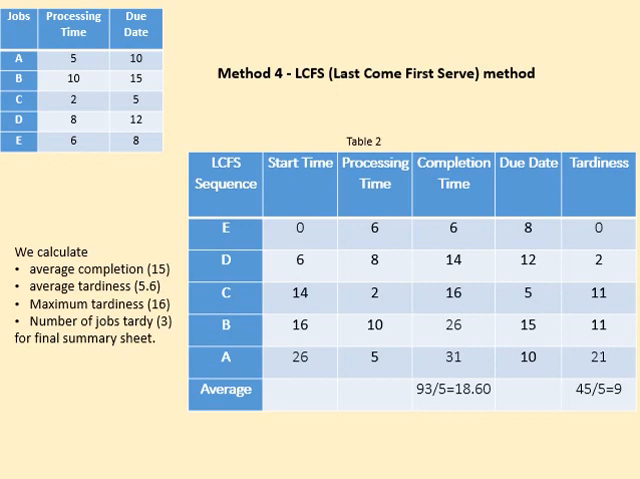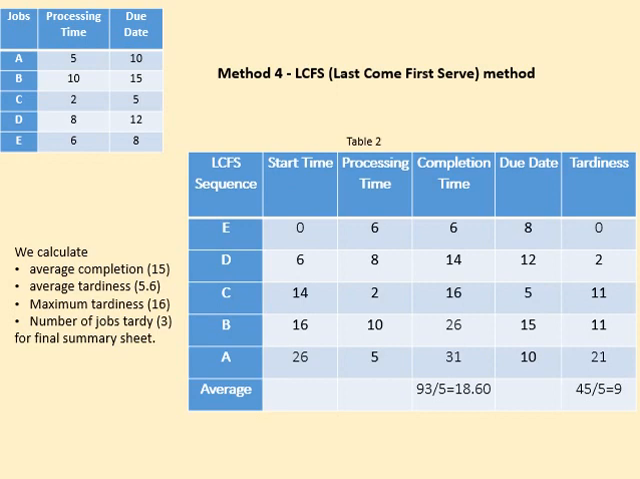Similarly, we assign job B and then job A. Finally, we calculate the average completion time. It comes to 93 divided by 5, that is 18.60 days. Average tardiness is 45 divided by 5, that is 9 days. The number of jobs that are tardy or exceeded due date are 4 jobs. And the maximum tardiness is 21 days.